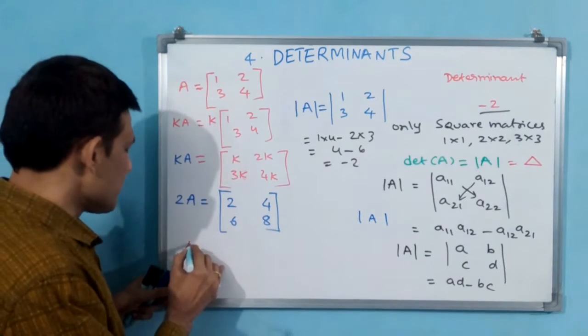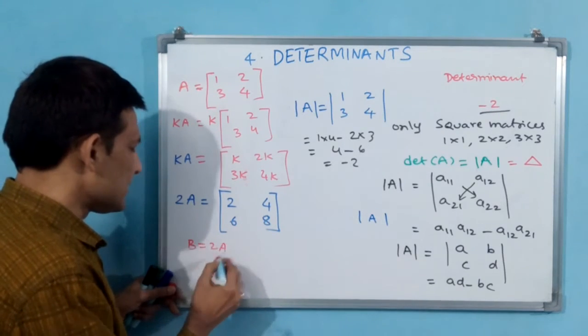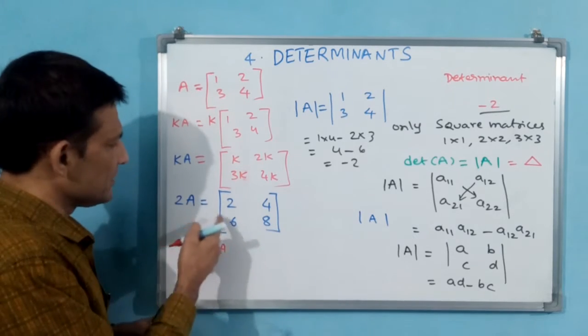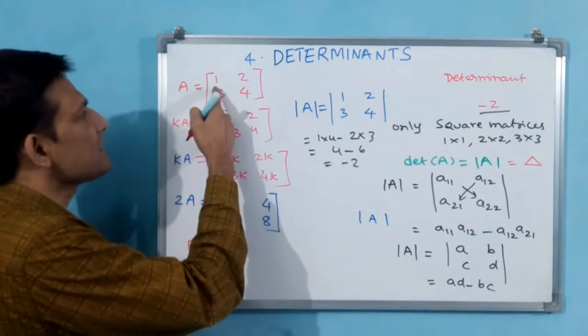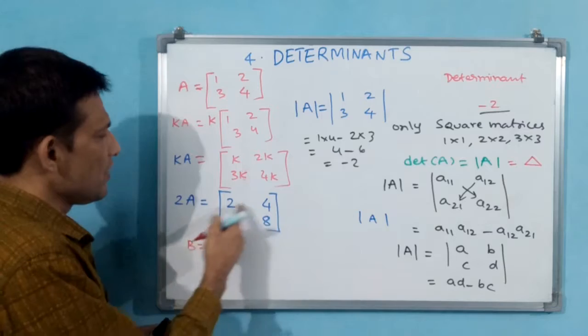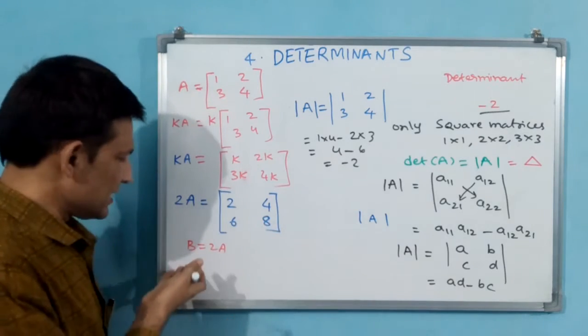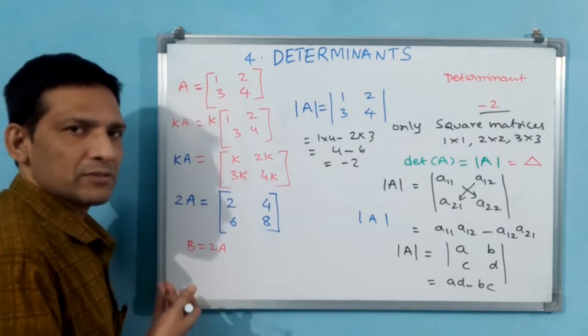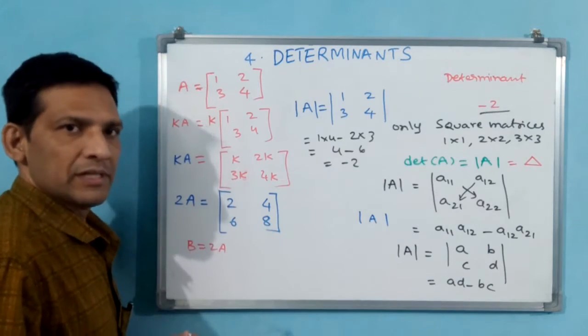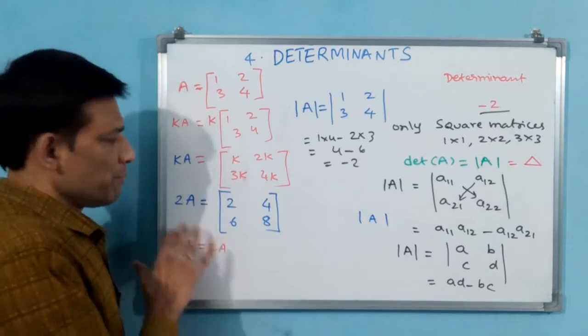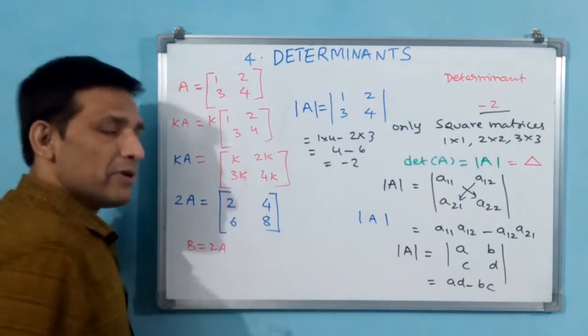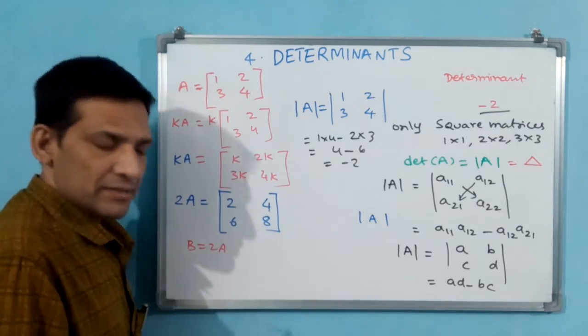Now, shall I write B is equal to 2A? Yes, because 2A is a different matrix. A is a different matrix. A is 1, 2, 3, 4. B is 2, 4, 6, 8. That is why I can write B is equal to 2A. I can take this as B also. Now, based on this concept, we will do one determinant concept.